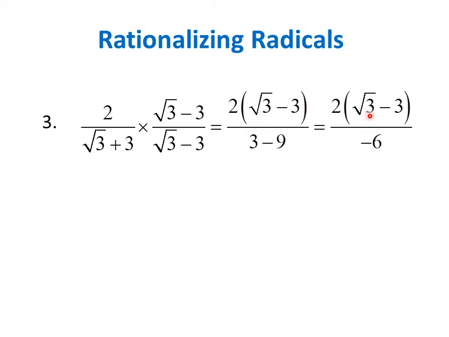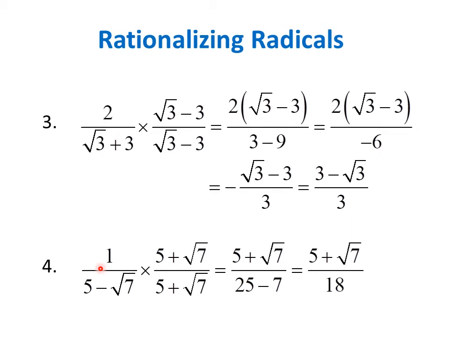Let's simplify the numbers. So copy the numerator. 3 minus 9 is negative 6. If we divide 2 by negative 6, negative 2 is cancelled, so we copy the square root of 3 minus 3, and the 6 becomes 3. Now, to simplify this expression, we can distribute the negative sign to the two terms in the numerator. So the numerator becomes negative 3 becomes positive 3, and positive square root of 3 becomes negative square root of 3, divided by the denominator 3.